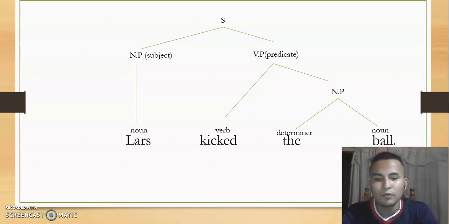It's important to know every single part of speech to be able to create this diagram, because if you don't know every single part of speech, you're not going to be able to identify every single part. In this simple example, we can see a basic structure like a syntax tree diagram. We use this method to identify the parts that make up this sentence, that is, Lars kick the ball.